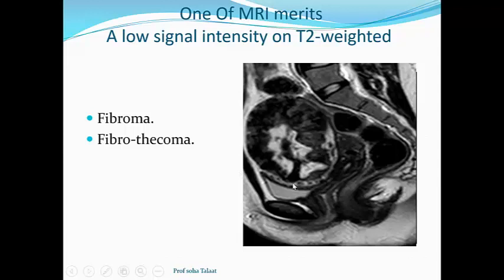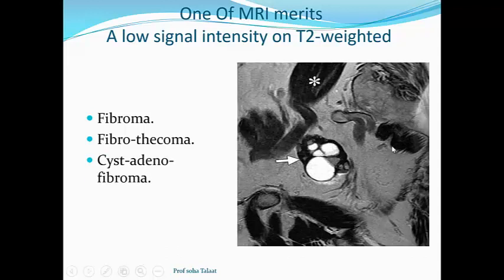Fibrothecoma, this is the fibrothecoma group. Fibroma, fibrothecoma. Fibrothecoma sometimes has a central calcification inside this mass. So again, low signal of the majority in T2 can diagnose fibrothecoma.